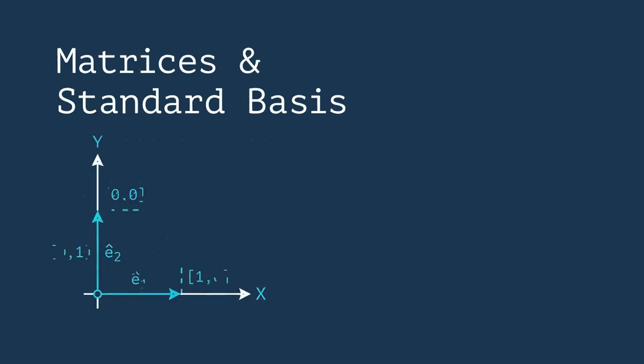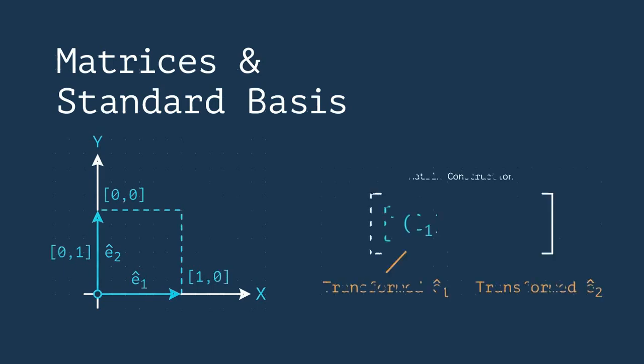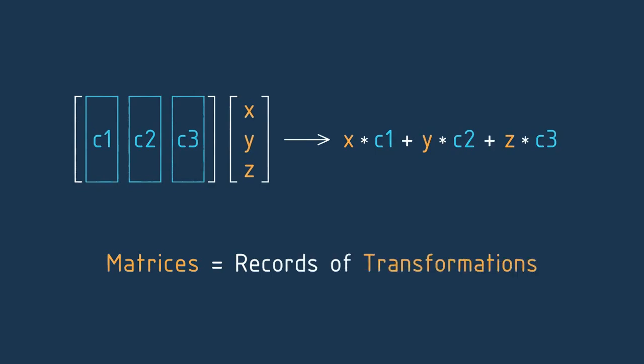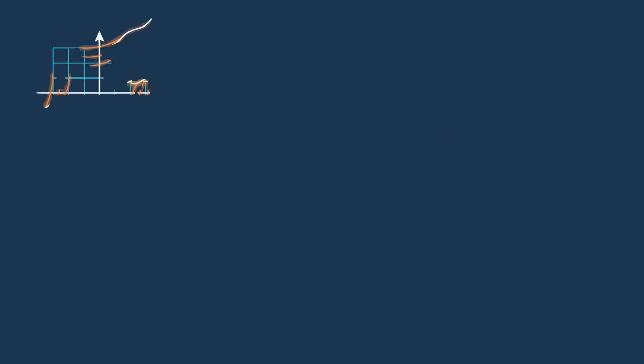In 2 dimensions, that's the vector (1, 0) and the vector (0, 1). To build the matrix of a transformation, you apply the transformation to each of those basis vectors and write the results as columns. Multiplying a matrix by a vector is just forming the same linear combination of those transformed basis vectors. So matrices don't create transformations, they record them.